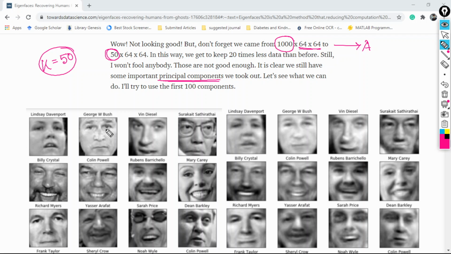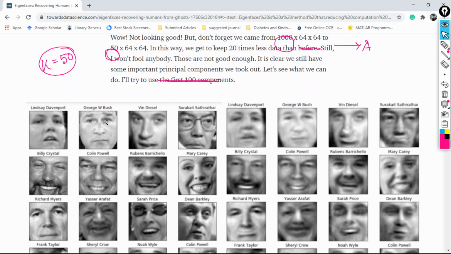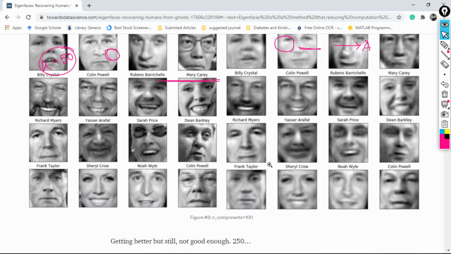Just see it. Here are the original faces, and this is after taking k equal to 50. These are the eigenfaces actually. This is the original faces and this is the eigenfaces. This is the first eigenface, this is the second eigenface, third eigenface. It looks like that.